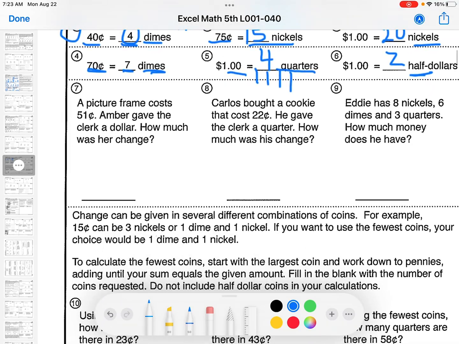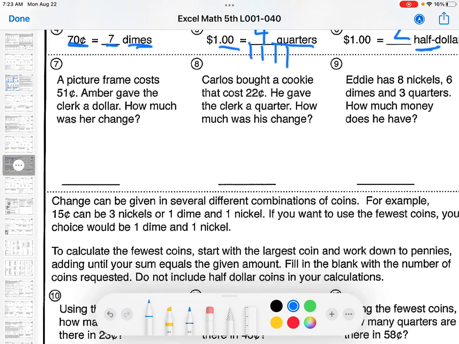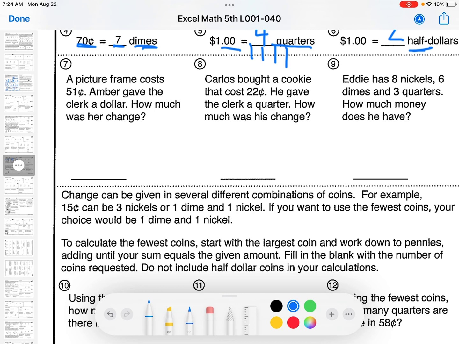Here we go. These should be easy cheesy. Number 7, a picture frame cost 51 cents. Amber gave the clerk, that's a really cheap picture frame, Amber gave the clerk $1. How much was her change? To find change, you subtract the price from the amount of money that you pay.